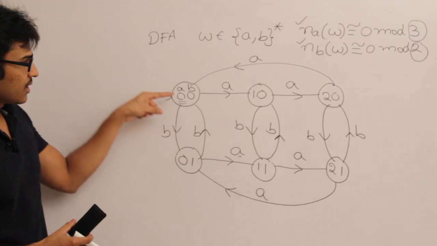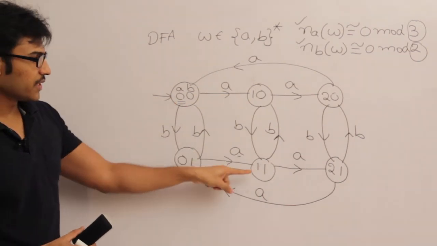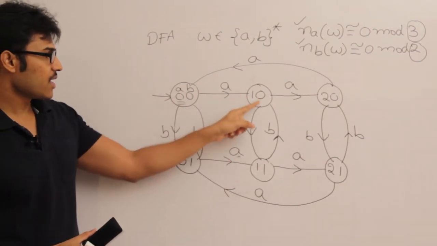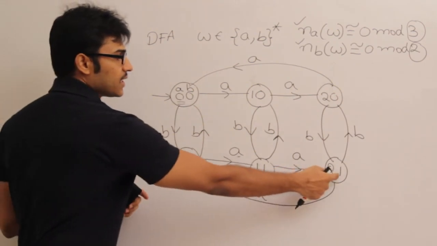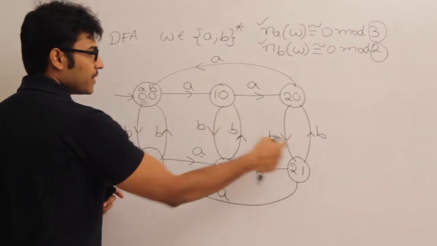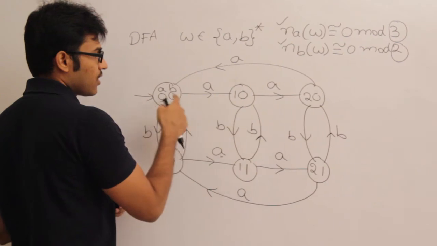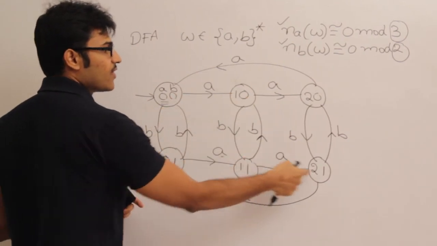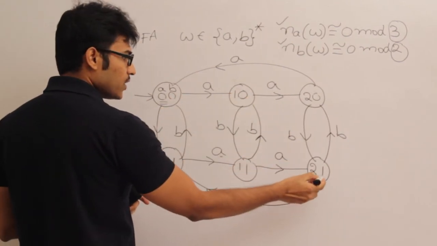In order to reach this state, I have to see 1B and 1A, 1A and 1B, or 1A and 1B. In order to reach this state, I have to take 2A's and 1B, or 1B and 2A's, or 1A, 1B, 1A. However, I am going to get 2A's and 1B.